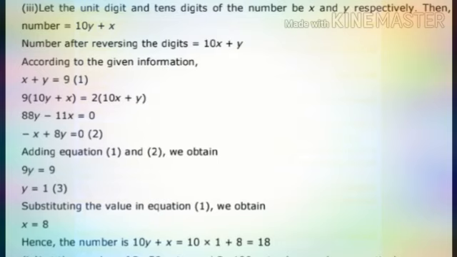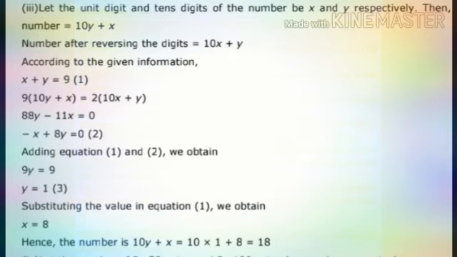Now from the second equation, what they have done is adding the first and the second equation. In the first equation it is x plus y is equal to 9, and the second equation is minus x plus 8y. So on adding, x and x will cancel out, 9y is equal to 9, and they have solved. So finally we have derived x and y.